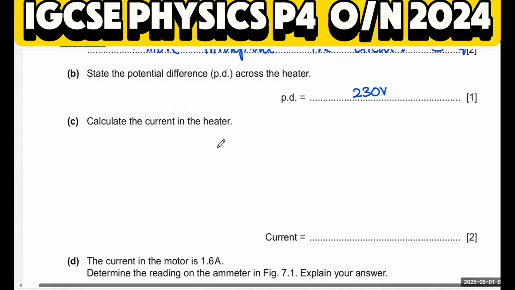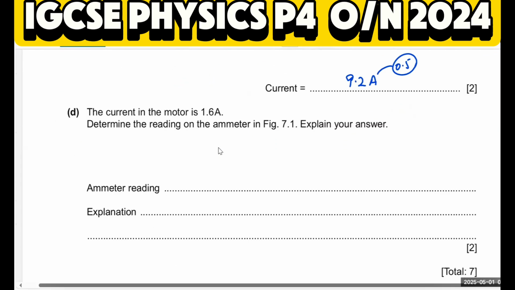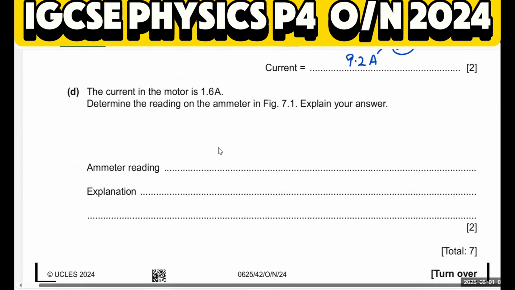So according to Ohm's law, the main equation is V is equal to IR and current is equal to V over R. By putting the values, we know that V is 230 and the resistance of the heater is given, that is 25, and by using the calculator you get 9.2 ampere. There is no unit, so there is a half mark for the unit, so you must write the unit as well.